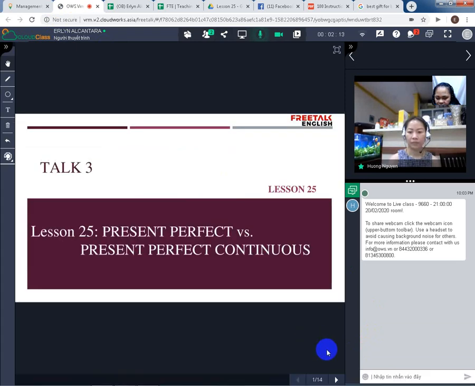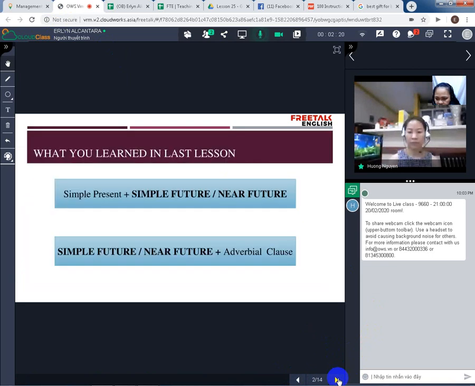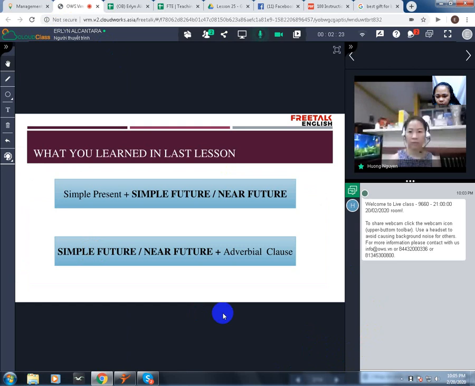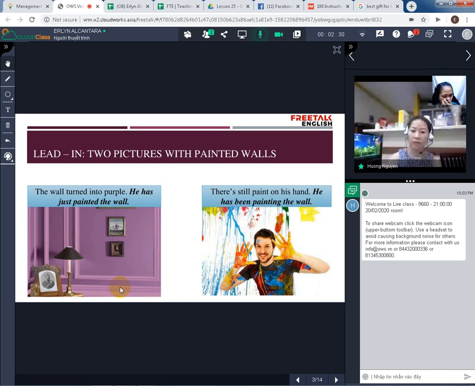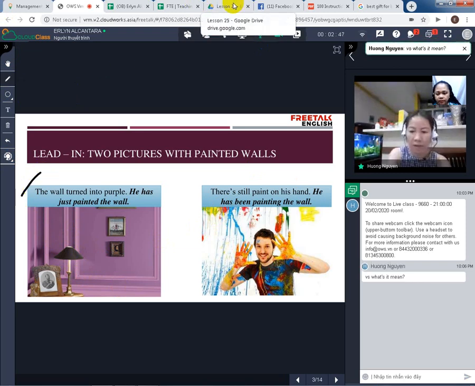Welcome to my class. Today we are going to talk about present perfect versus present perfect continuous. This is what we learned last time in our grammar class. And today, look at the pictures. This is a picture. One person created this painting. So what can you say about it? Can you read the sentences? Can you tell me what VS means?